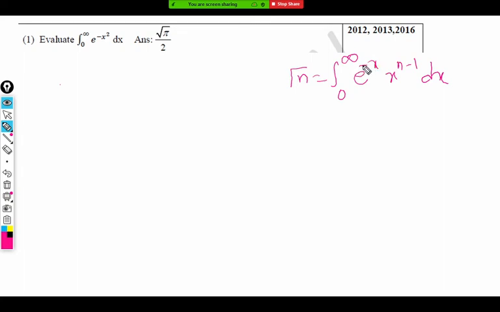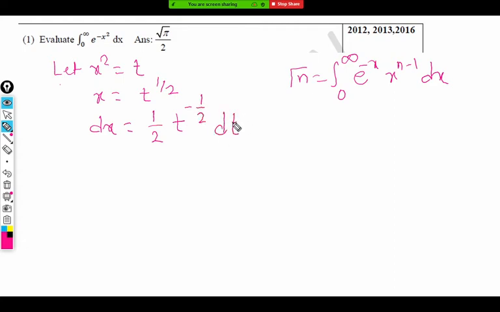So the substitution will be: let x square is equal to t. If x square is t, we want the value of dx also. To get the value of dx, I will write x as t raised to 1 by 2. What is the dx then? 1 by 2 t raised to minus 1 by 2 dt. Is that clear?